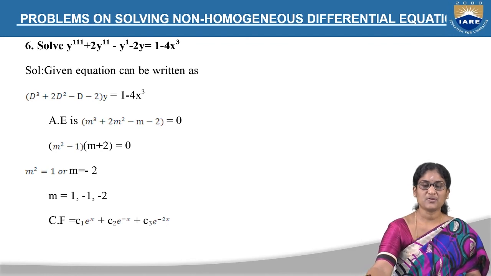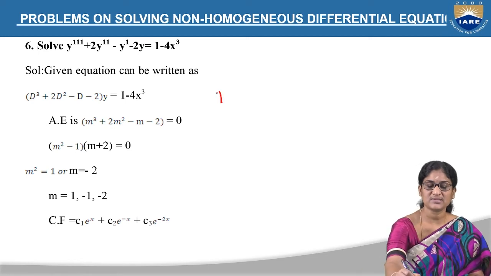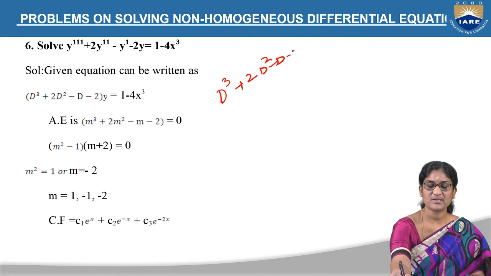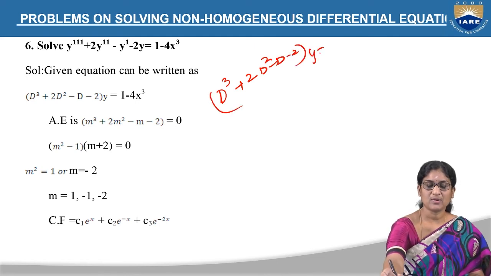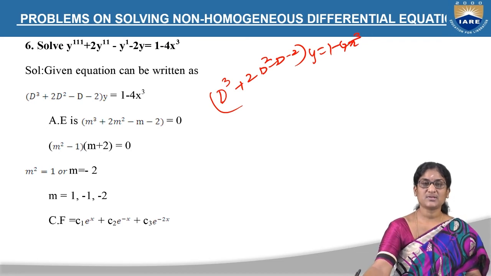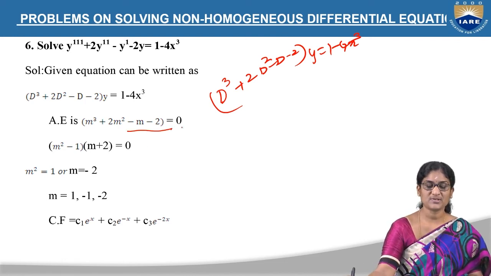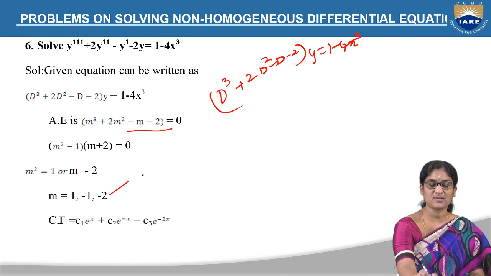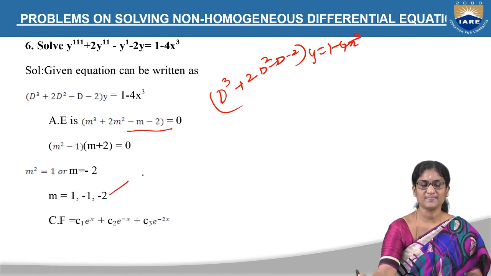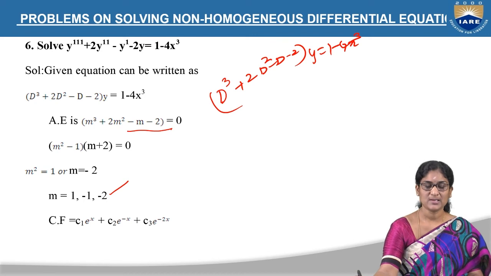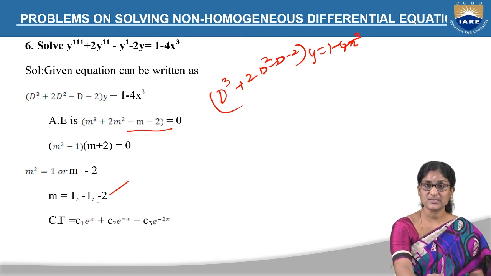Here I have taken a binomial term: (1 minus 4x cube). The equation y triple dash plus 2y double dash minus y dash minus 2y is equal to 1 minus 4x cube, which can be written as (D cube plus 2D square minus D minus 2) y is equal to 1 minus 4x cube. The auxiliary equation is m cube plus 2m square minus m minus 2 is equal to 0. This is used to find the complementary function, and upon factorizing and solving I got the values 1, minus 1, minus 2. All three roots are real and distinct.